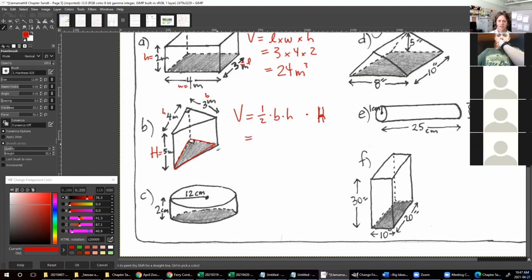So 1/2 times 3 times 4 times the height of the whole thing, which is 5. 3 times 4 is 12. Half of 12 is 6. 6 times 5 is 30. I'm just doing this in my head, but definitely use your calculator. And the unit is going to be cubic meters. And it's cubic because it's a volume again. 3 dimensions. That's the easiest way to think about it.